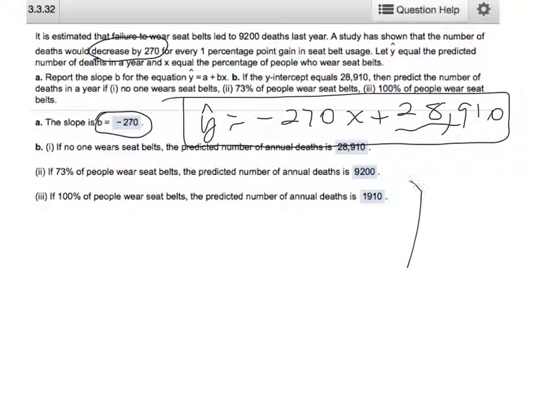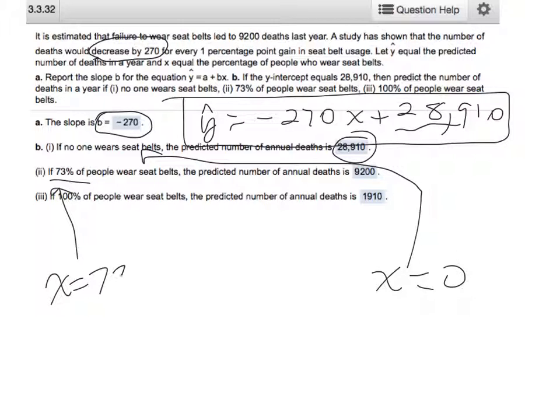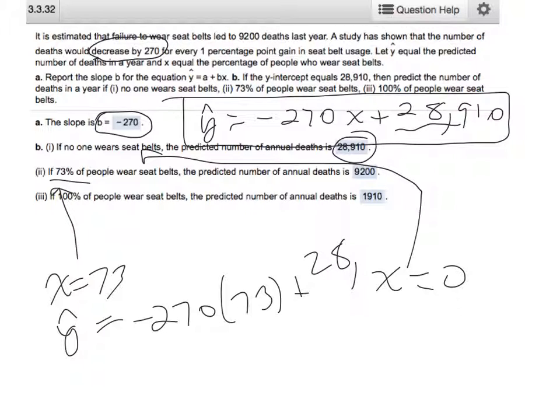So the first question asks, if no one wears a seatbelt, well, x is the percentage of people that wear a seatbelt, so that means x is 0. So in this equation, if x is 0, then the predicted annual number of deaths is just 28,910. If x is 73, then our predicted y value is negative 270 times 73 plus 28,910, which is equal to 9,200.